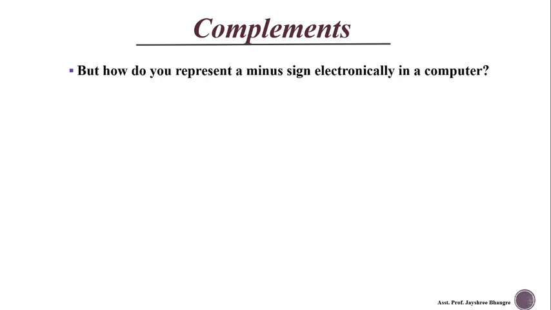So while performing subtraction in the binary number system, how can we represent the minus sign electronically in a computer? We can also represent signed numbers in a computer, but one bit has to be reserved to represent that sign. The MSB is reserved, and that's why the range of numbers that we can represent in binary gets reduced.